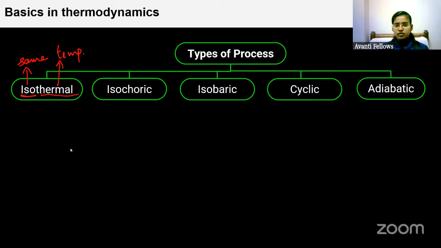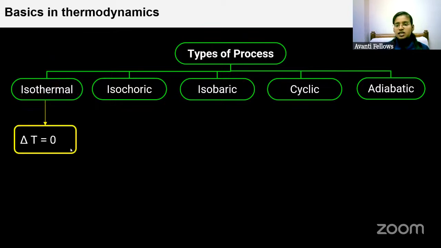If I take the change of this temperature, what I have to do? Final temperature minus initial temperature, no? But both the values are same. Final is also 5 degrees Celsius. Initial is also 5 degrees Celsius. 5 minus 5 will be 0. So if the temperature remains constant throughout the process, we call that isothermal process, and in isothermal process, delta T is equal to 0. If the temperature is constant, it is isothermal. What about isochoric?